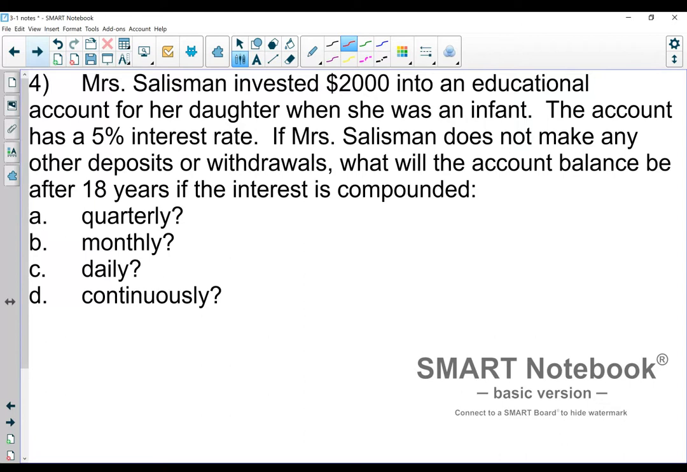So here is an example to guide us through what's going on. We have $2,000. That's going to be our initial investment. So P equals 2,000. We have a 5% interest rate. So R equals 0.05. Make sure you change it to a decimal. And we're talking about after 18 years. So T equals 18.